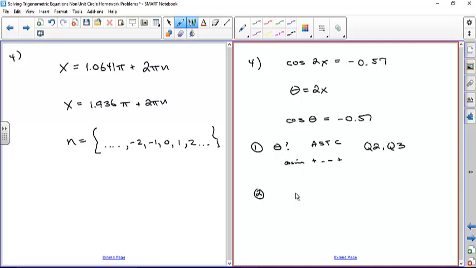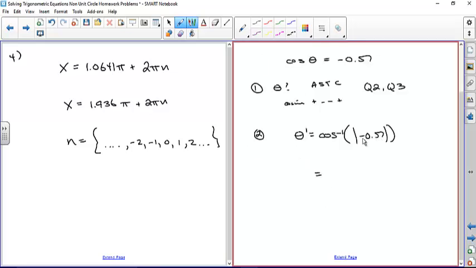So second step, for theta, we calculate the reference angle. Theta is equal to the inverse cosine of the absolute value of negative 0.57. So again, when you take the absolute value, you get positive 0.57. So we're going to take the inverse cosine of 0.57, which is 0.964, and we're going to divide that by pi, and we'll get 0.3069 pi. So that's my reference angle in terms of theta. And then I do my two solutions.